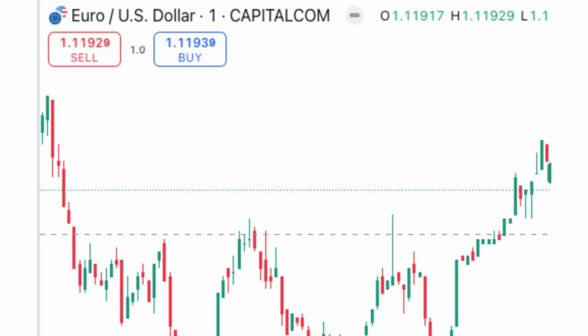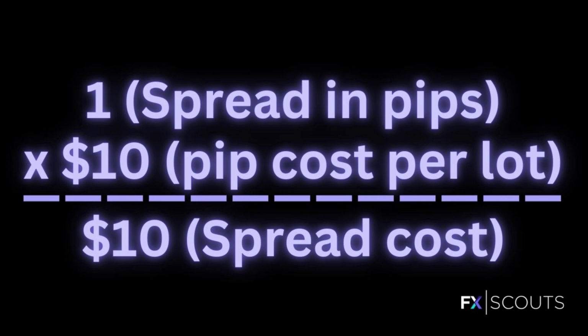Now, if you wanted to compare the trading costs of IC Markets and Capital.com, you would have to convert it to a dollar amount. So if we traded one lot, whether through a full deposit or through leverage, and the spread was 1 pip, you'd basically pay $10 to the broker, depending on your currency pair, of course. And here I'm specifically talking about the Euro USD.